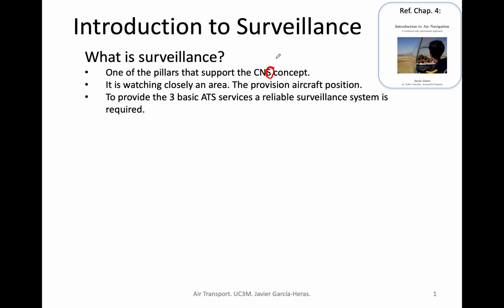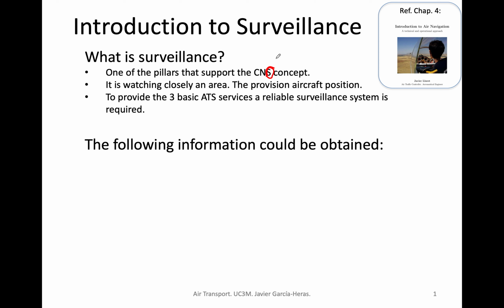So to provide the three basic ATS services, alert, information, and control, that we are going to see in chapter 7, a reliable surveillance system is required.